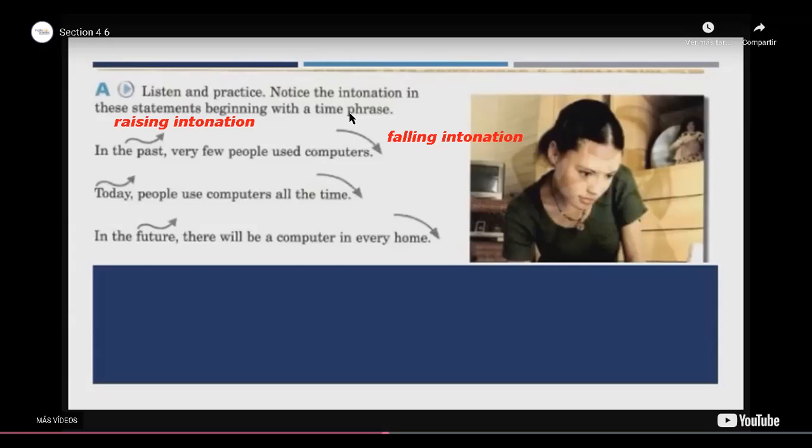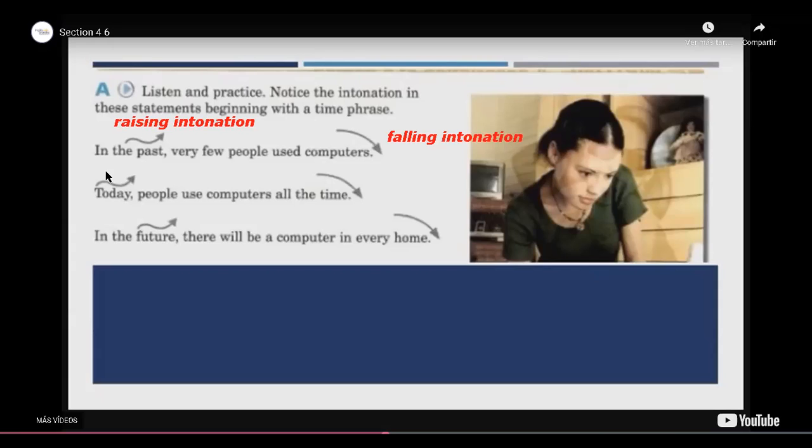In the past, very few people use a computer. Today, people use computer at the time. In the future, there will be computer in every home. Okay, thanks, Raul. You notice the intonation is really important because when you listen to this, you sound like a reporter, or a journalist providing the news, right?